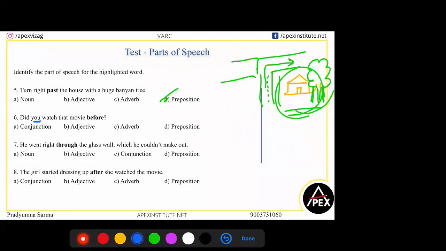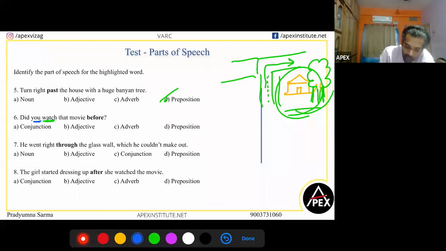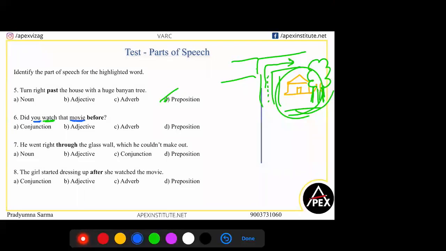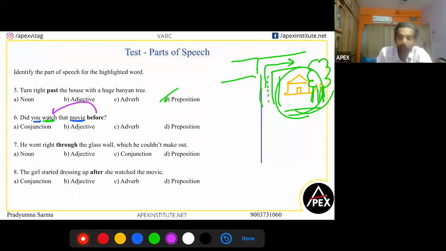Adverb. Noun. Watch is the verb. Movie is also a noun. Adverb. Obviously adverbs, because it tells about when he used to watch it, so it's going to be an adverb.